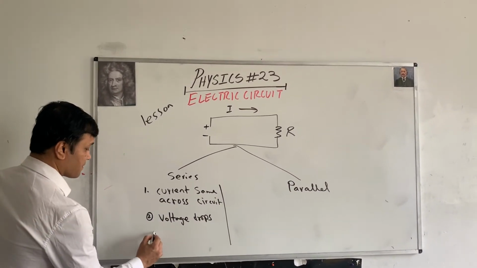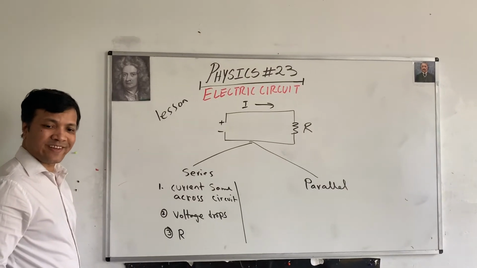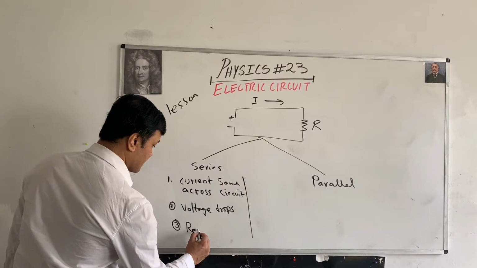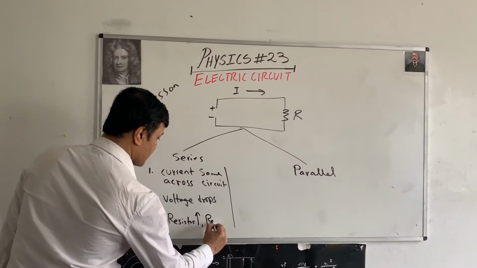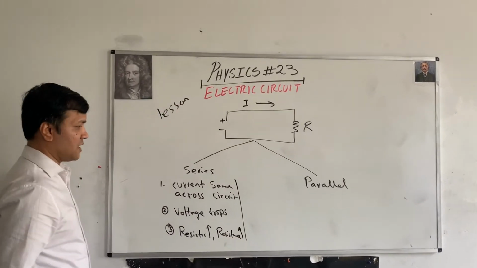Number 3, if the resistor increases, the resistance increases. Yeah, because a resistor gives resistance. So that's one of the basics. Well, what's not true for resistors in parallel?